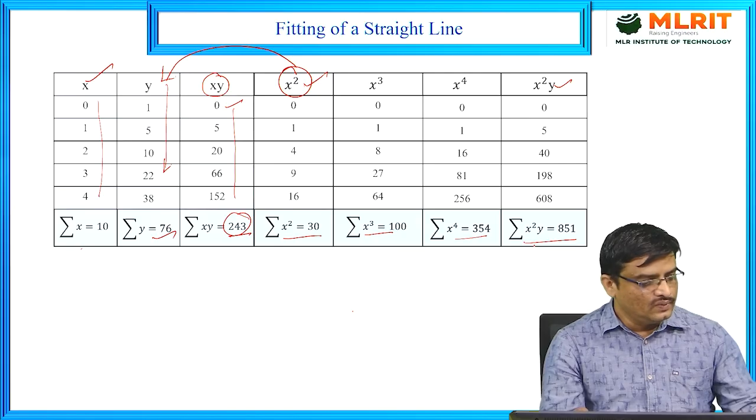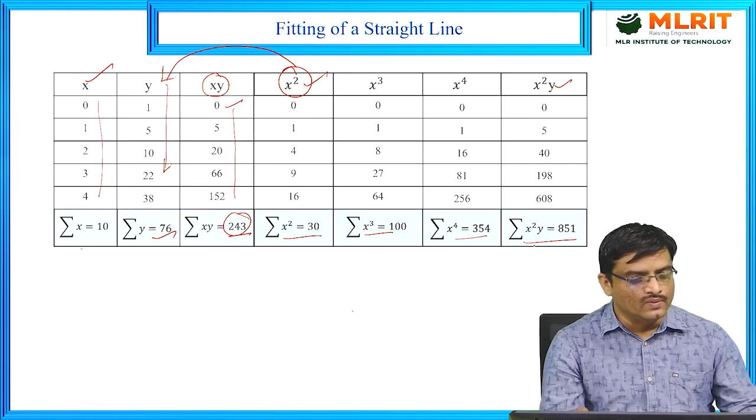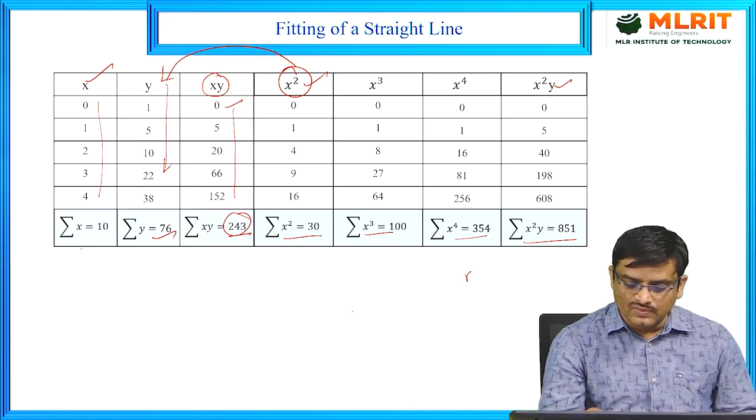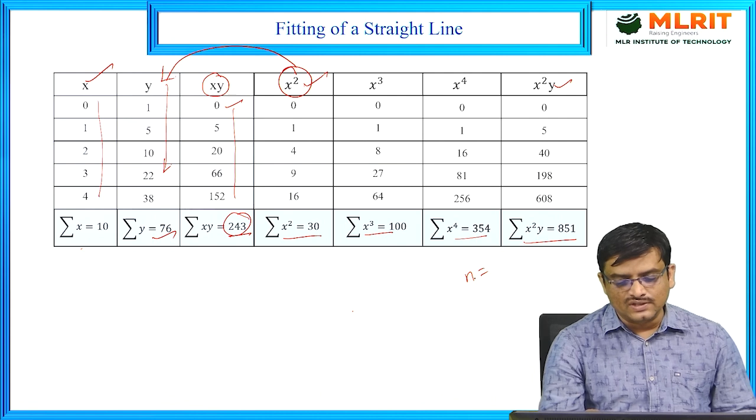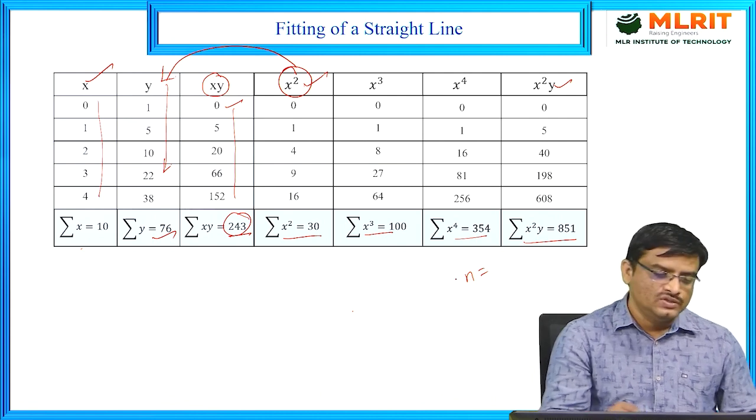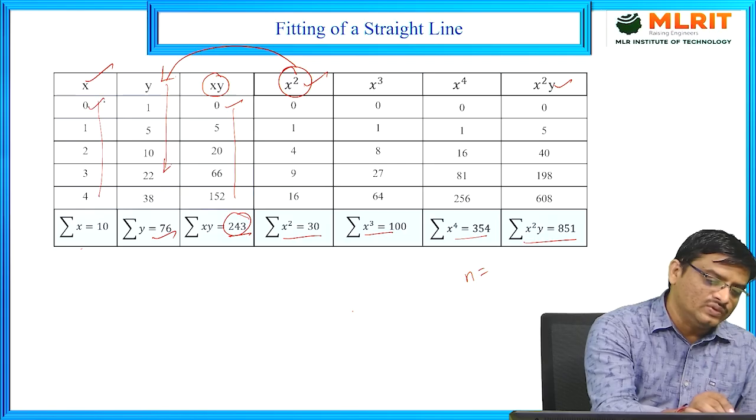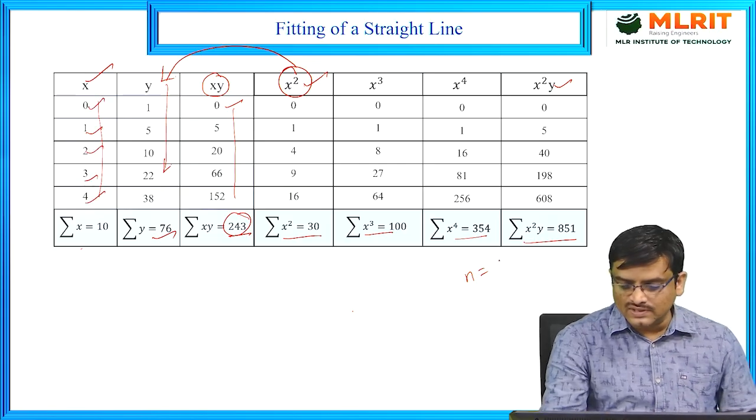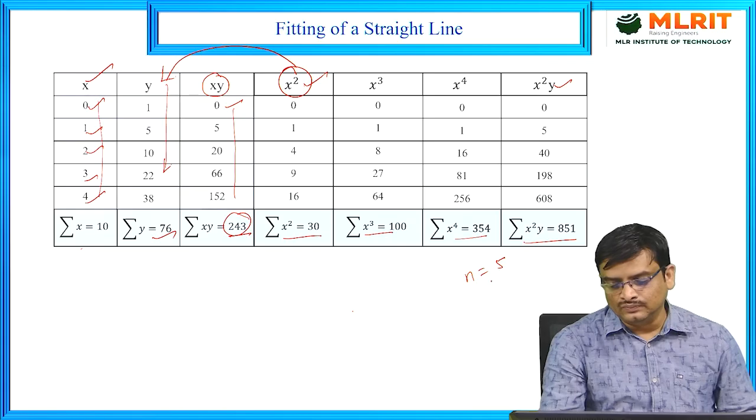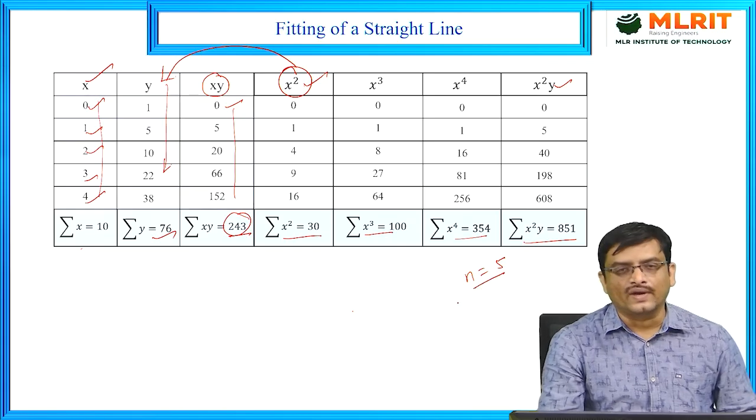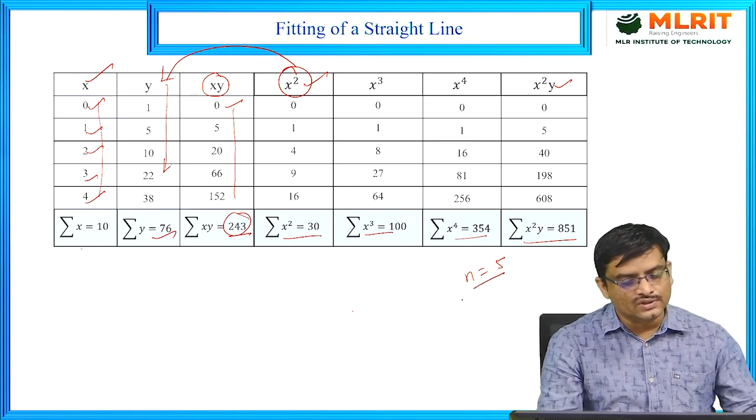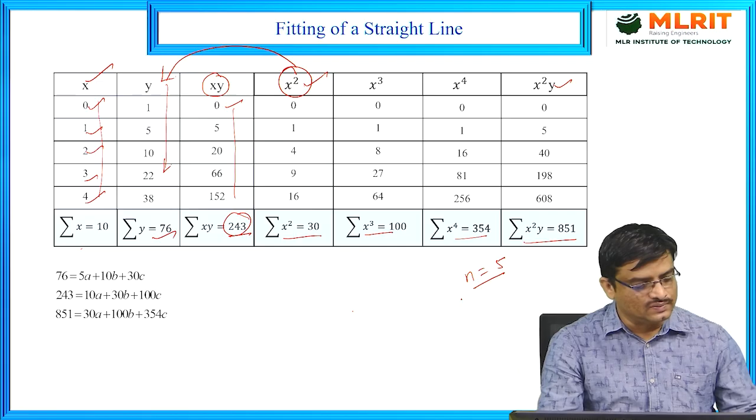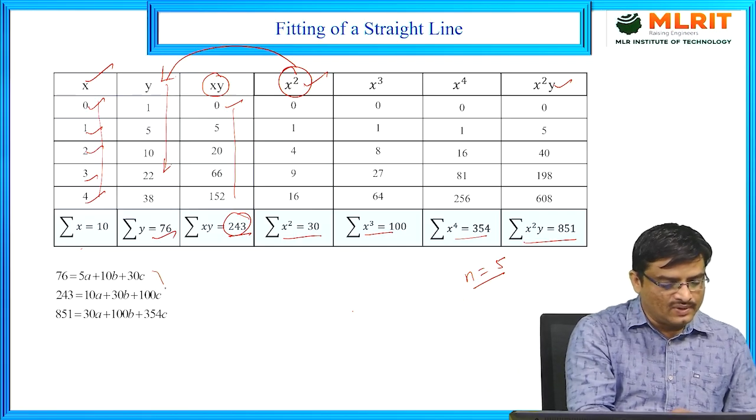Now we have these normal equations, so let us go one by one. In the first normal equation we have n. n represents the number of observations, so you count the observations here: 1, 2, 3, 4, 5. So the number of observations given in the data is 5, so take n is equal to 5. Now substitute all these values in the above normal equations, and you will get these normal equations.